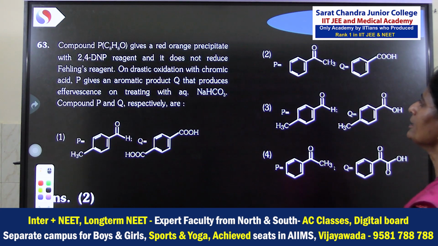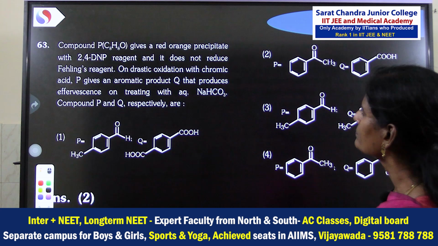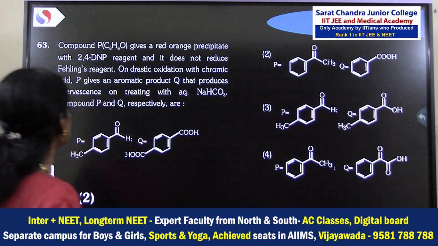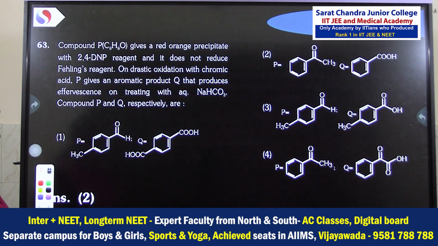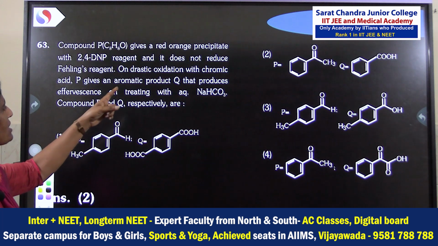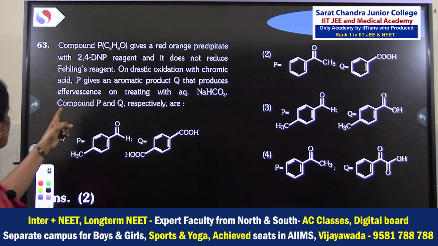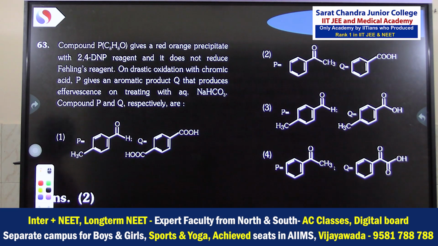Next is 63. Compound P, C8H8O, gives a red-orange precipitate with 2,4-DNP reagent, and it does not reduce Fehling's reagent. On drastic oxidation with chromic acid, P gives an aromatic product Q that produces effervescence on treating with aqueous sodium bicarbonate. Compounds P and Q respectively are.